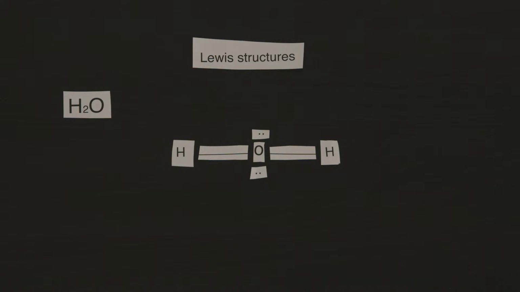Now we are going to add 2 dots on the top of the O and on the bottom of the O. These 2 dots are called lone pairs, and they each are worth 2 of the 8 valence electrons in H2O. So now let's count and make sure we have the right amount.